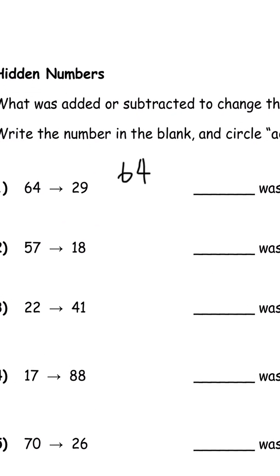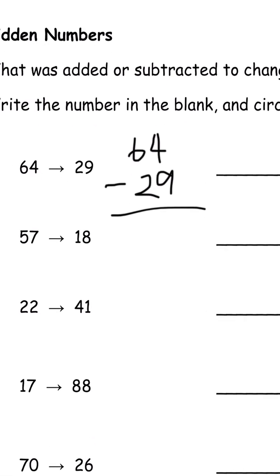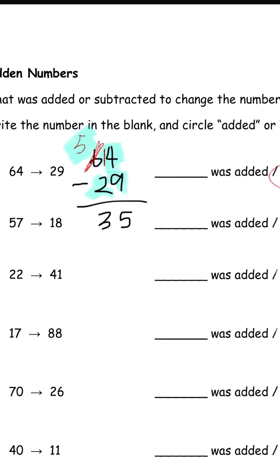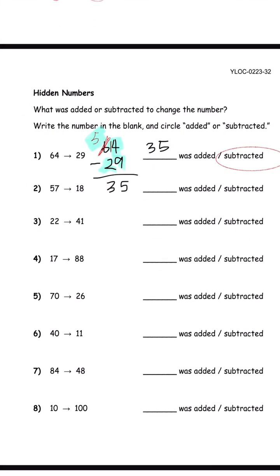So let's see how much was subtracted. So we can do 64 minus 29. So we can't do 4 minus 9 because 4 is smaller. So we're going to borrow 1 ten from the tens place. Now 6 minus 1 is going to be 5. So that's now a 5. And this 4 is going to be 14. So 14 minus 9 is 5. So we put 5 over here. And now here we have 5 minus 2 is 3, right? So we know that 35 was subtracted.